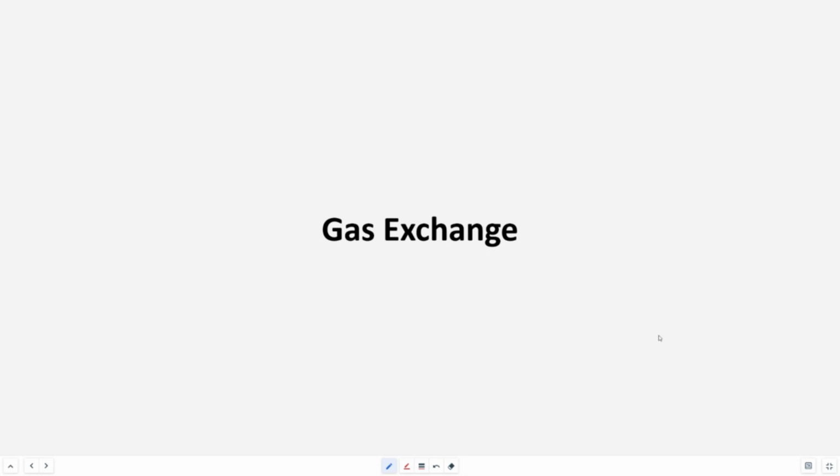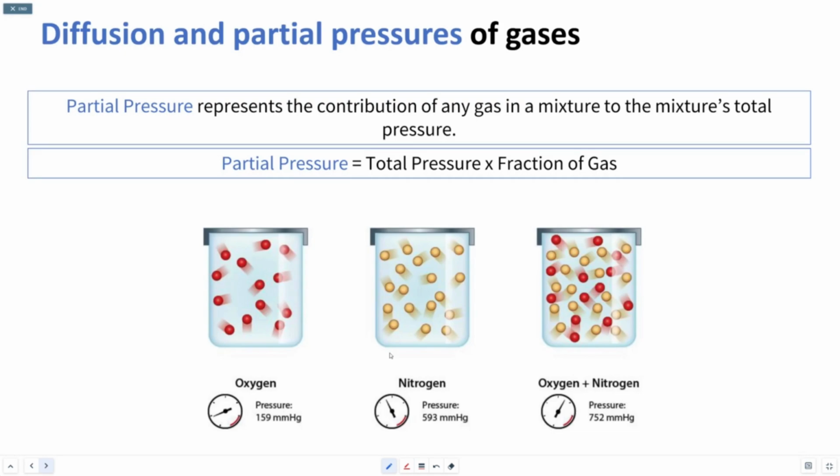Today's module is on gas exchange: diffusion and partial pressures of gases. Partial pressure represents the contribution of any gas in a mixture to the mixture's total pressure. Partial pressure is the pressure exerted by each gas within a mixture of gases and is measured in millimeters of mercury. It's written with a P followed by the symbol of the gas below it.